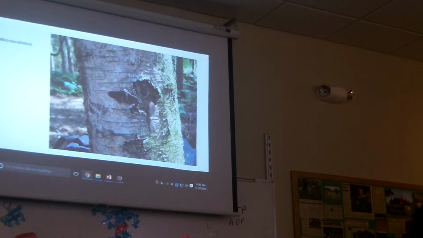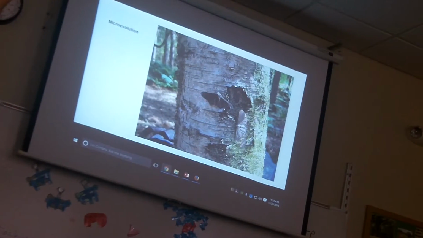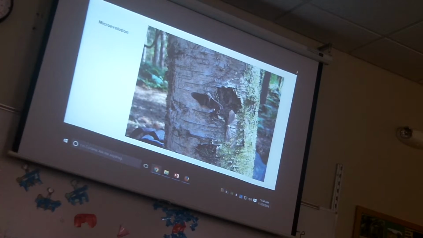Isn't that cool? It's a cool example of what we call microevolution. Now, it didn't form a new species. It's still a peppered moth. But the changes happen within the species. That's what they call it, microevolution. If it forms completely new species, then it's macroevolution.